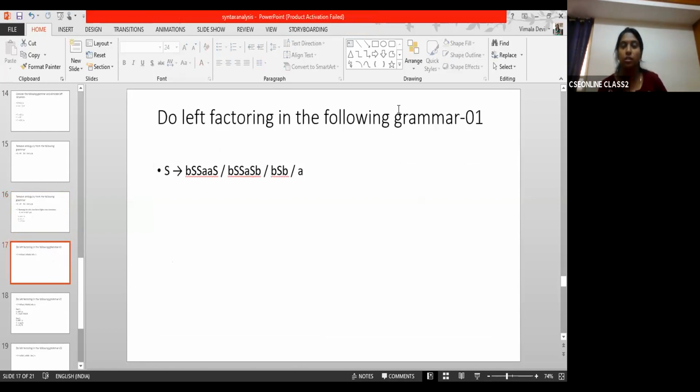Take down this question. Do left factoring in the following grammar. Without any mistake, note down the grammar.